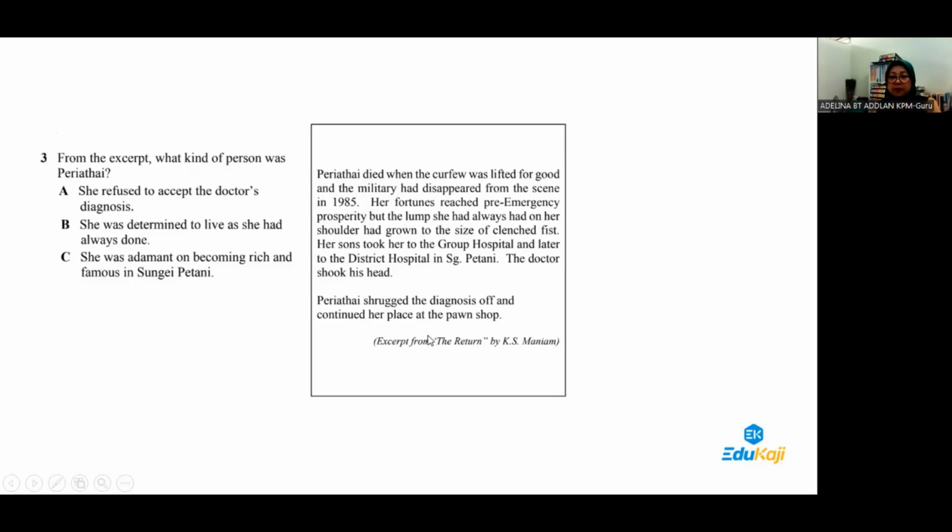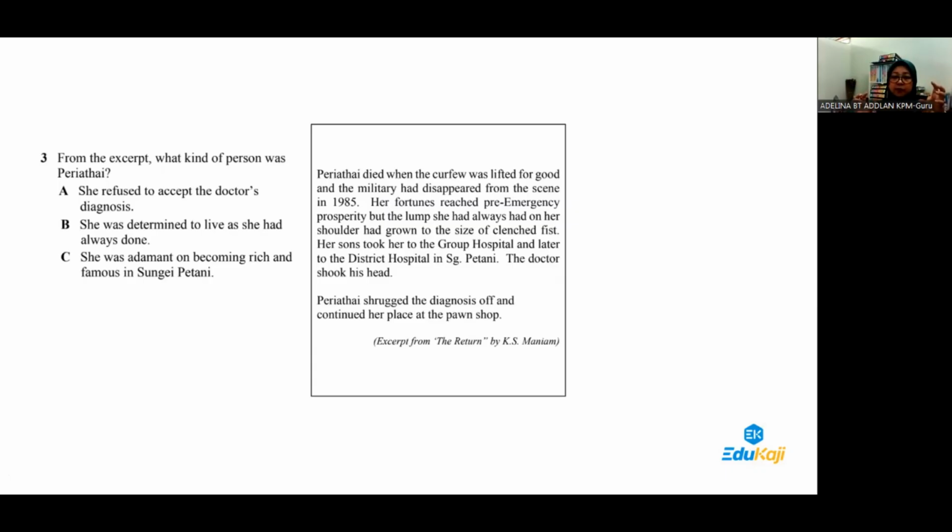See what I mentioned earlier? Sometimes one text will have 2 questions, sometimes one text will have 1 question. Alright, so from the excerpt, what kind of person was Piriatai? Now, an excerpt is usually taken from a novel. Sometimes it can be taken from a document, or from a journal. They just take a little bit of the passage. Out of many passages, they will only take like 1 paragraph. That's what we call an excerpt.